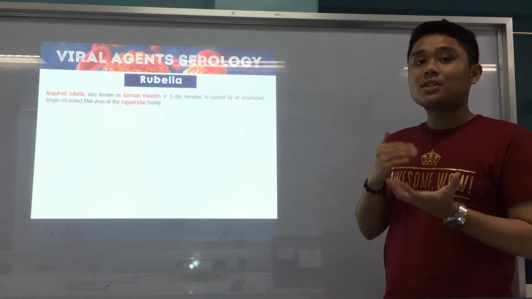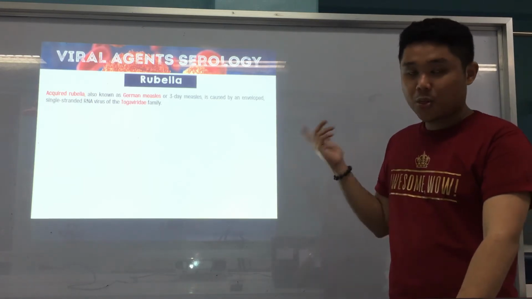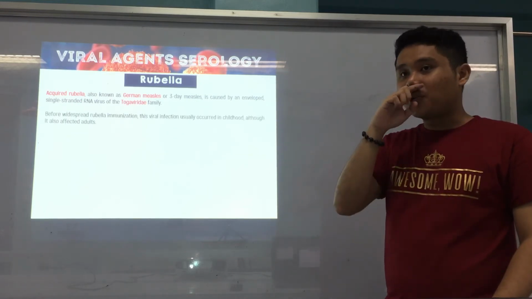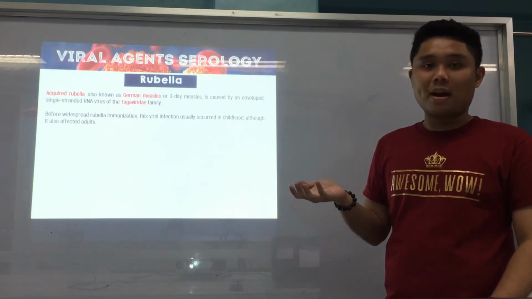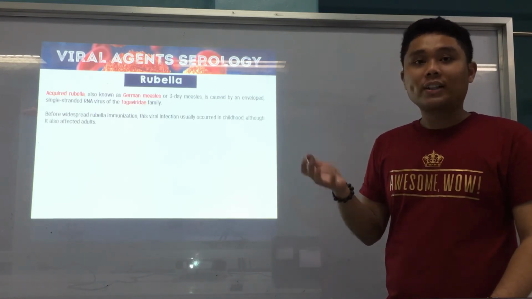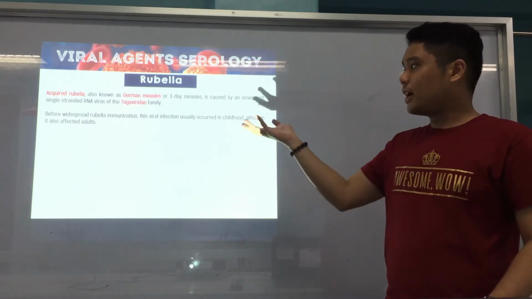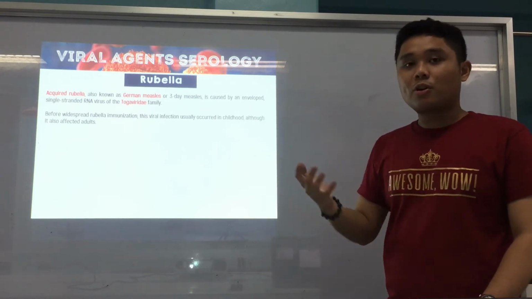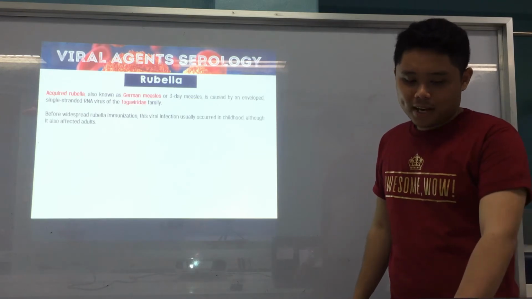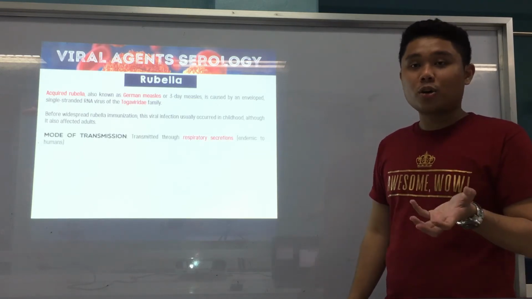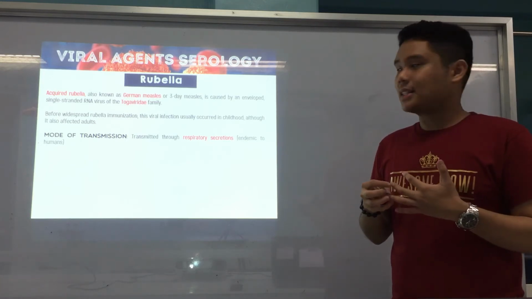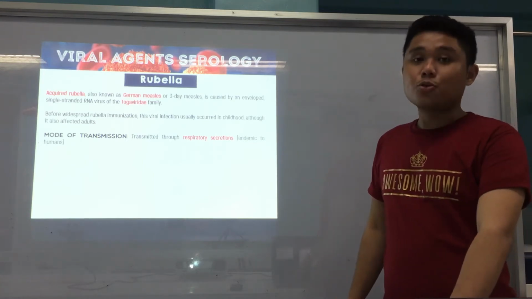So rubella is German measles or 3-day measles. But thankfully now it's part of a vaccine. We have a vaccine for rubella now, so it's quite controlled. But before immunization, the viral infection occurred in childhood, even also affecting adults. The mode of transmission is through respiratory droplets, so inhalation of the respiratory droplets. And it's endemic to humans.